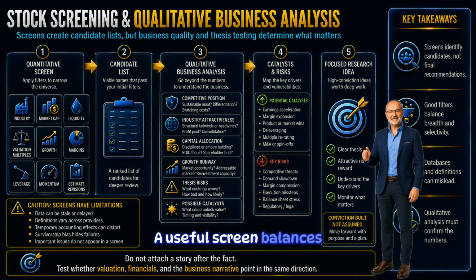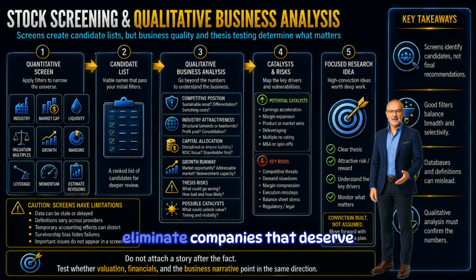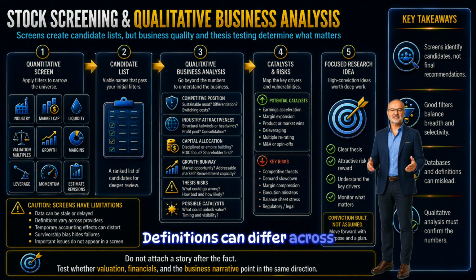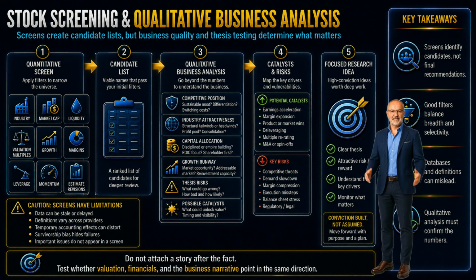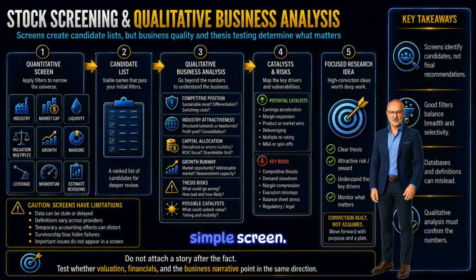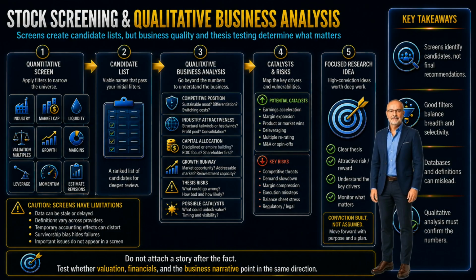A useful screen balances selectivity and breadth. If the screen is too loose, the analyst may receive too many companies to study. If it is too strict, the analyst may eliminate companies that deserve attention. Screens also have cautions. Data can be stale, definitions can differ across data providers, accounting effects can be temporary. Some databases may create survivorship bias, and many qualitative issues don't appear in a simple screen. That is why quantitative valuation must be connected to qualitative business analysis.